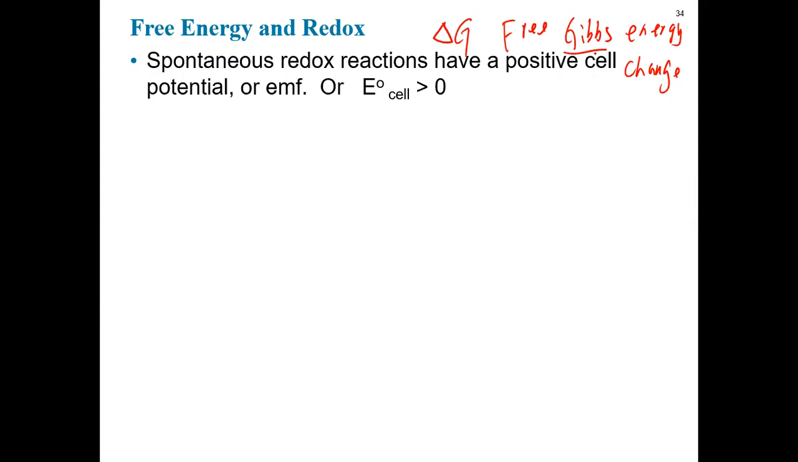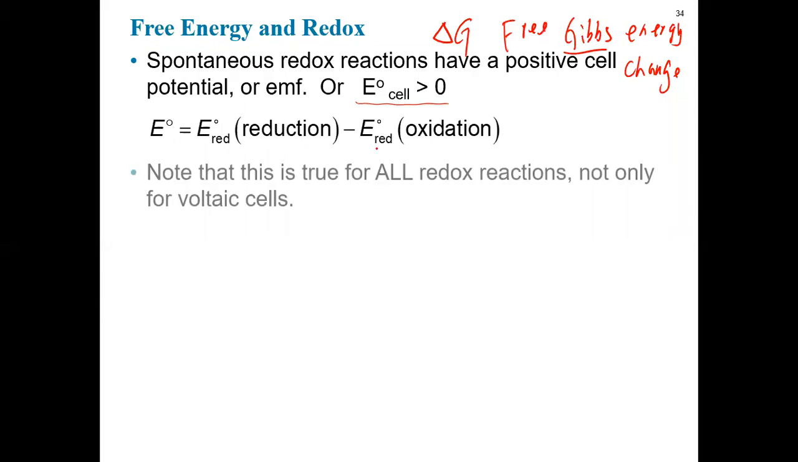So then we see that for a spontaneous redox reaction, we will have a positive cell potential, or positive E0 cell. And the way to calculate E0 cell is by using this equation. This is true for all the reduction reactions, and not only for the voltaic cell.